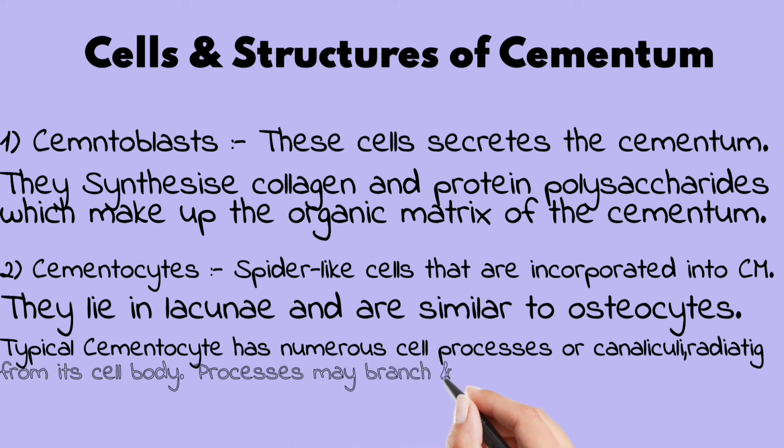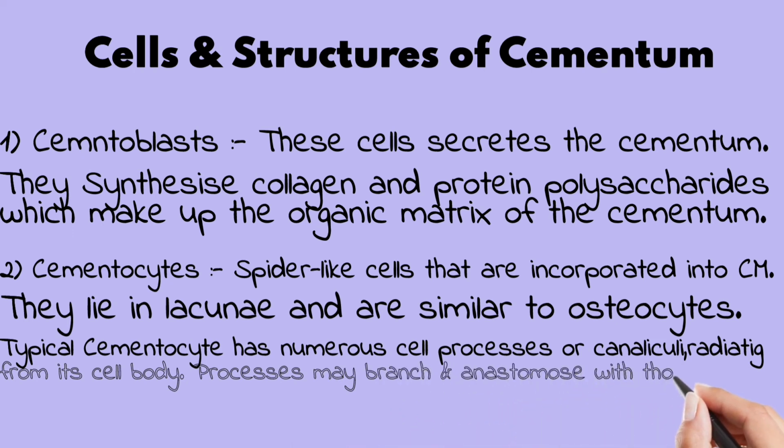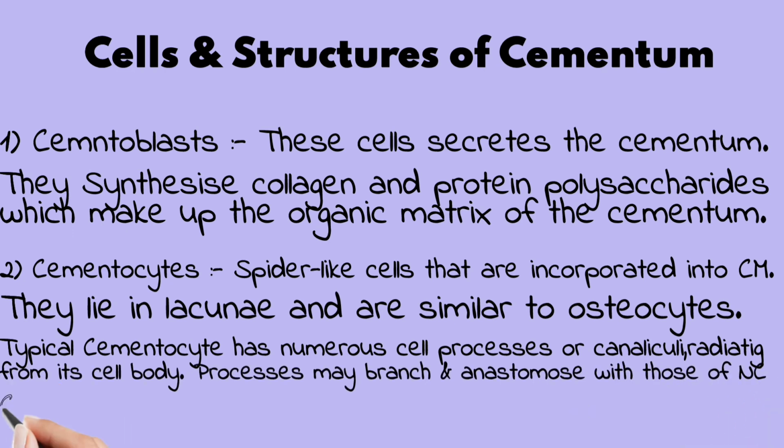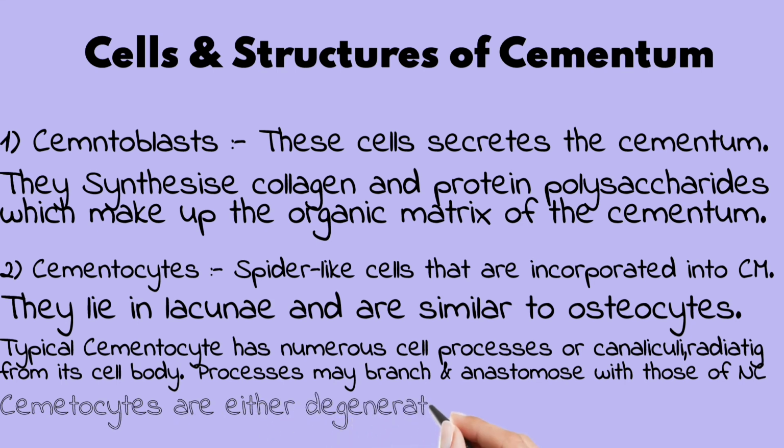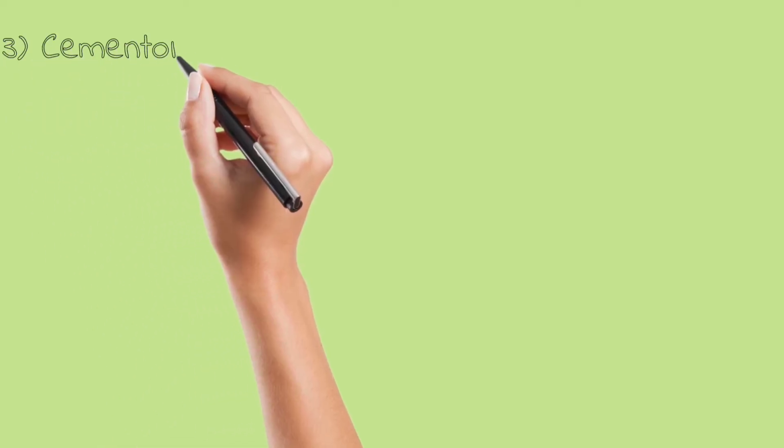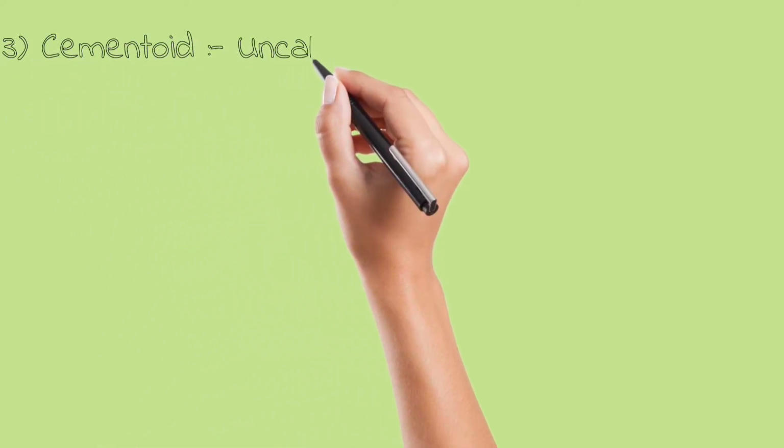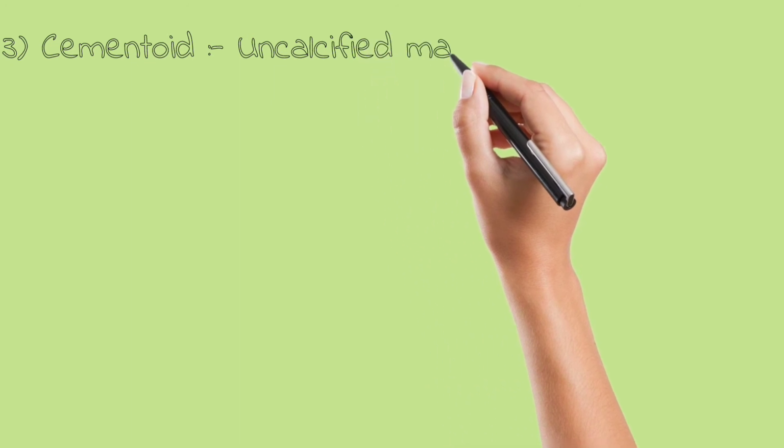Also, the cementocytes are either degenerating or marginally active cells. But the question is why? Because these cells have endoplasmic reticulum which is dilated and mitochondria are sparse. So the endoplasmic reticulum and mitochondria both have degenerating characters. So it is believed that the cementocytes are either degenerating or marginally active cells.